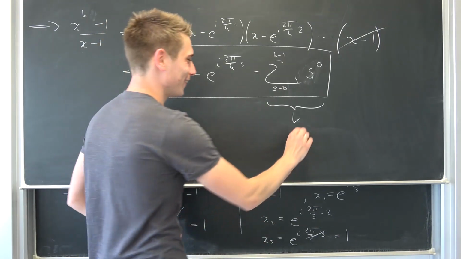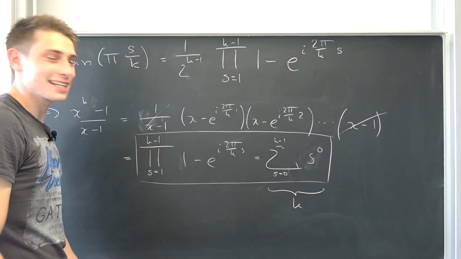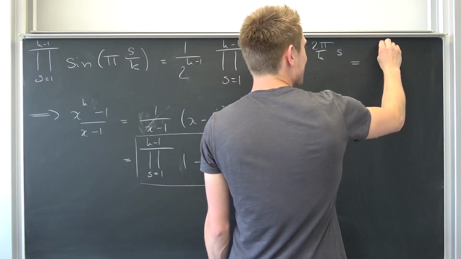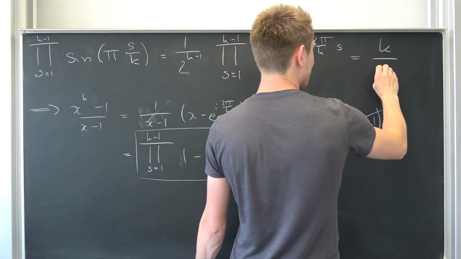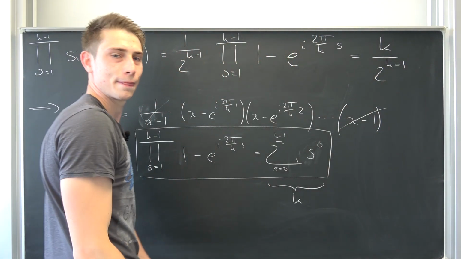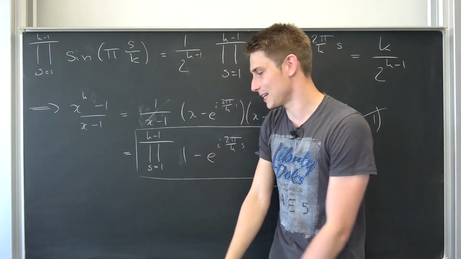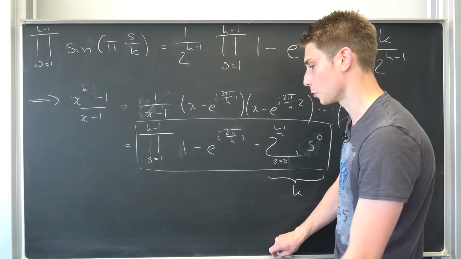Isn't that so cool? Okay, so this weird expression right here actually is just evaluating to k. So our solution to this weirdest trigonometric identity is nothing but k over 2 to the k minus 1th power. Et voila, my sons and daughters. In my opinion, this is an absolutely beautiful result.